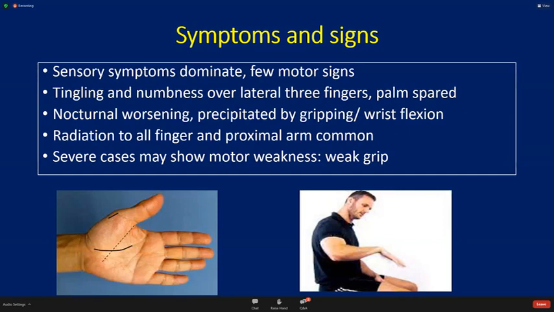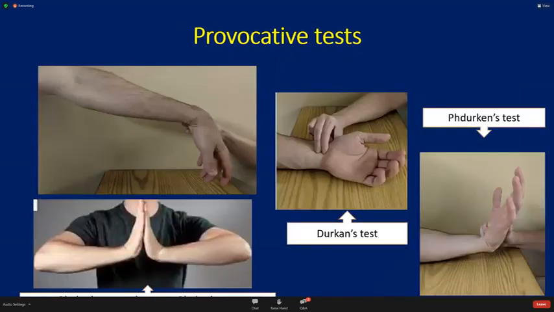The sensory symptoms and signs are dominant over the motor ones. Motor comes usually late. In the hand which is illustrated here, you can see there is wasting of the abductor pollicis brevis with sparing of the adductor pollicis.